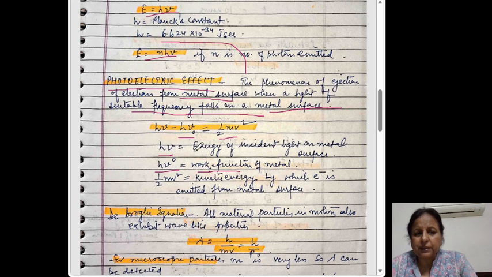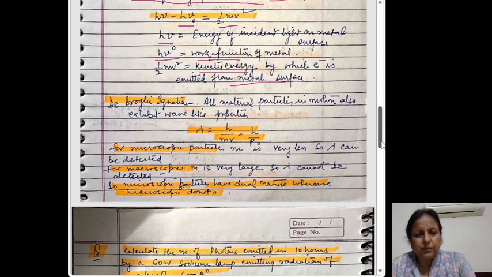Having kinetic energy, then the difference between the two types of energy is equal to half mv square, and this is the kinetic energy by which the electron is emitted from the metal surface. जिस एनर्जी से वो इलेक्ट्रॉन उसमें से एमिट होकर मूव होता है. राइट नाउ दिस इज कॉल्ड डी ब्रॉगली इक्वेशन.